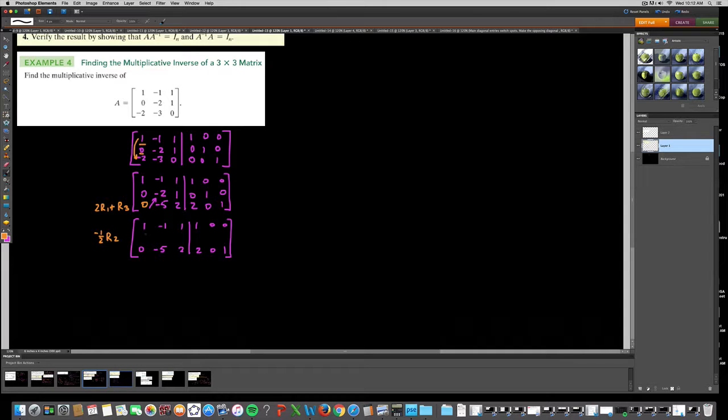So we're going to just take everything in the second row times negative a half. So we get 0 times negative a half is 0. Negative 2 times negative a half, of course, is 1. And 1 times negative a half is negative a half here. 0 times negative a half, 1 times negative a half, and 0 times negative a half.